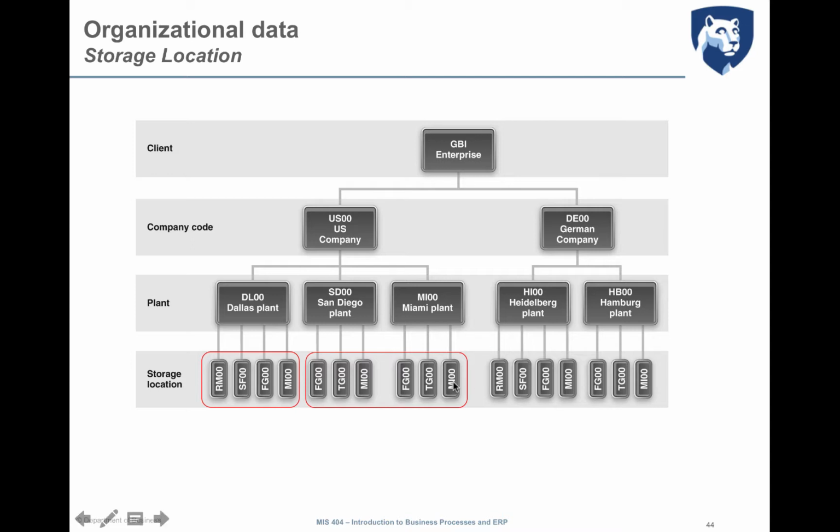While if you switch to the German company of GBI, we see that we have the Heidelberg plant and the Hamburg plant, where the structure is similar to the US. In fact, the Heidelberg plant has storage locations similar to the Dallas plant: raw materials, semi-finished goods, finished goods, and miscellaneous. The Hamburg plant has storage locations similar to San Diego and Miami: finished goods, trading goods, and miscellaneous materials.